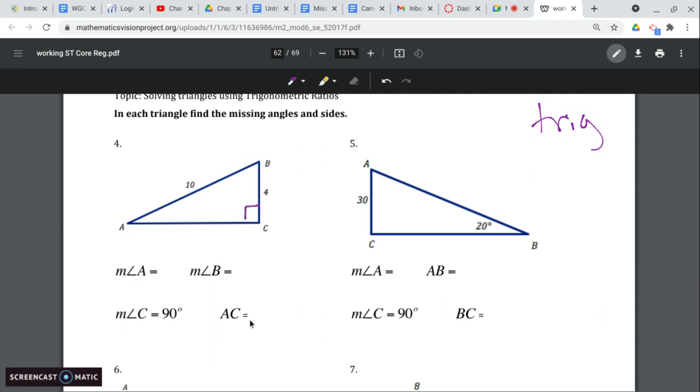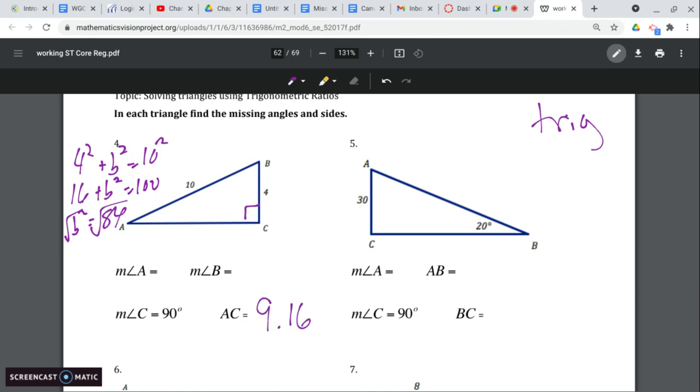Now, finding AC, this side here, we can use the Pythagorean theorem. So we have 4 squared plus b squared equals 10 squared. So we have 16 plus b squared equals 100. Subtract the 16 from 100, so b squared equals 100 minus 16, which will give us 84. And we take the square root. And when we take the square root of 84, we get approximately 9.16. So that is our side length. You can also leave it as the square root of 84. That would be perfectly acceptable.